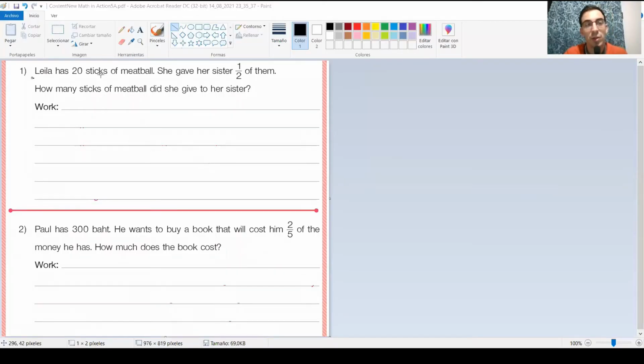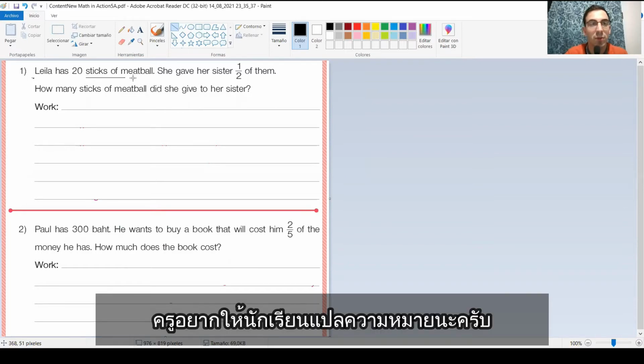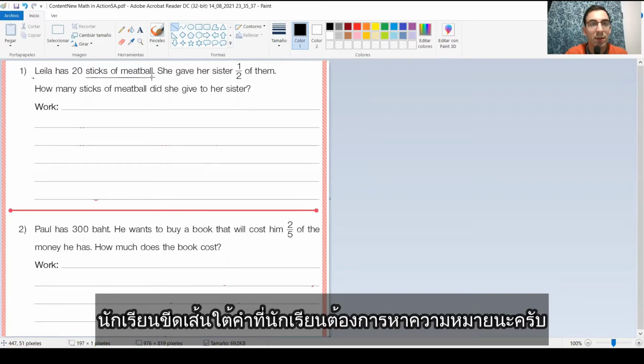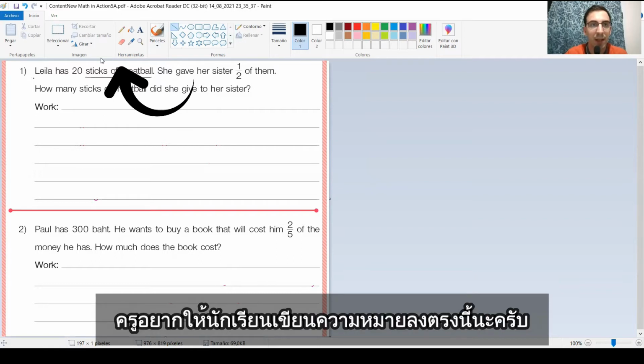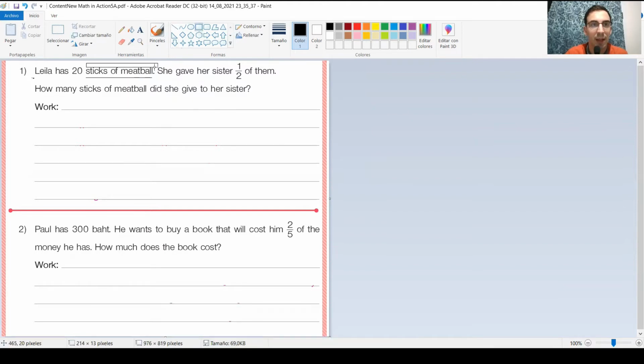Let's go back to the book. Here we are. So she has 20 sticks of meatball. This word I want you to translate. You have to underline it in your book, and I want you to write the meaning up there. This is the space for the meaning. You underline and then you write the meaning here in Thai. So Layla has 20 sticks of meatball and she gave her sister 1/2 of them.